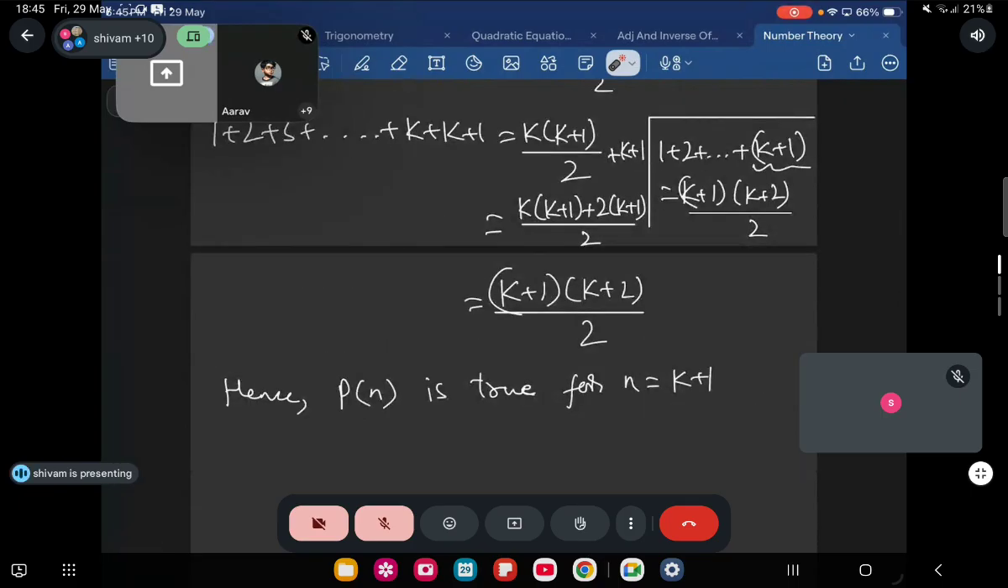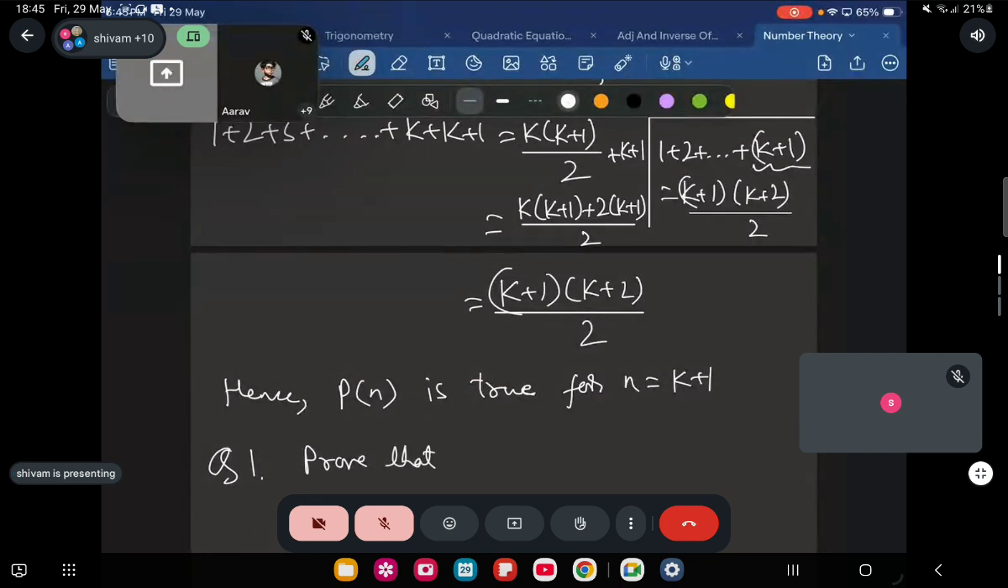Okay, so try this out, everyone. Question number one. Prove that 3 to the power 2n minus 8n minus 1 is divisible by 64. Try it out. Once you have done it, send me the whole proof.